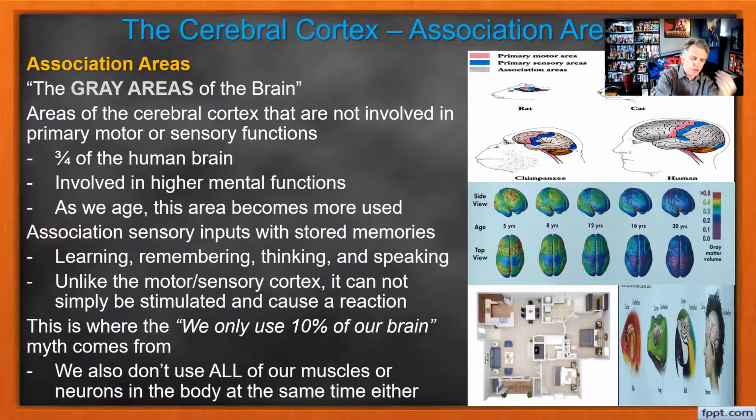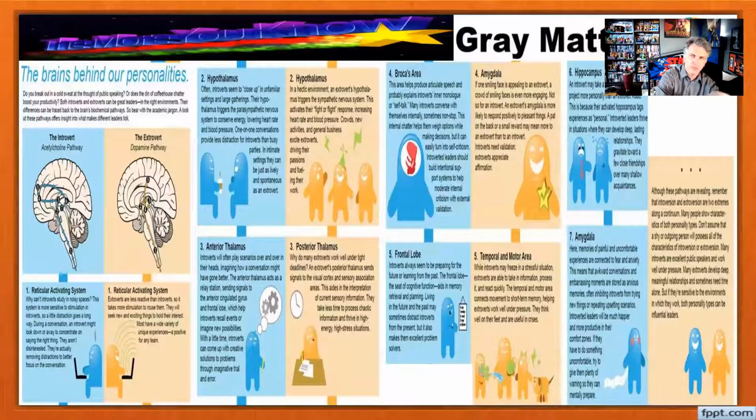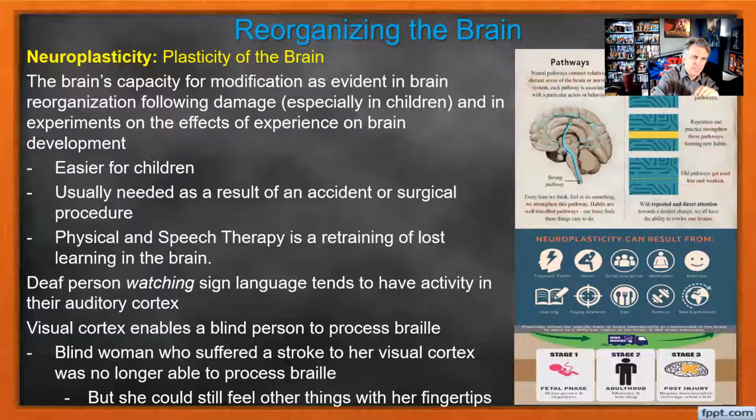We use all of our brain. Very, very important. Gray matter, a little bit of information there if you want to take a look at that. All right, let's talk about neuroplasticity. This is the relearning of the brain. When you think of plastic, plastic is something you can take and you can recycle.